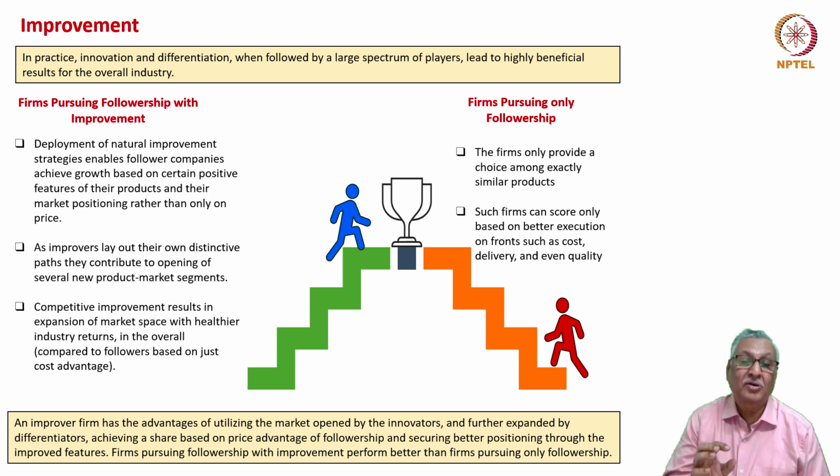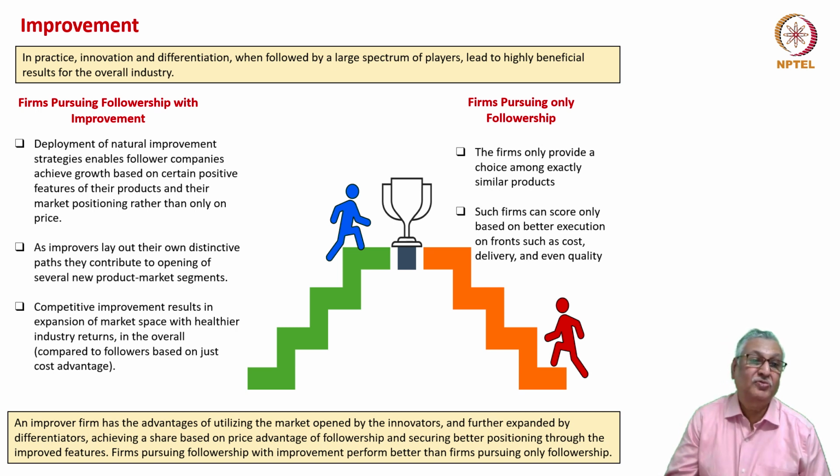And those are tending towards innovation and differentiation if we see closely. There are two verticals here. One, firms following only followership, and second, firms following followership with improvement. Firms which follow blind followership provide a choice amongst exactly same products. Such firms can score only based on better execution on fronts such as cost, delivery, and probably quality.